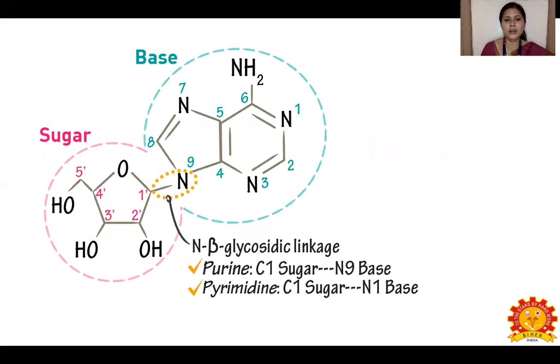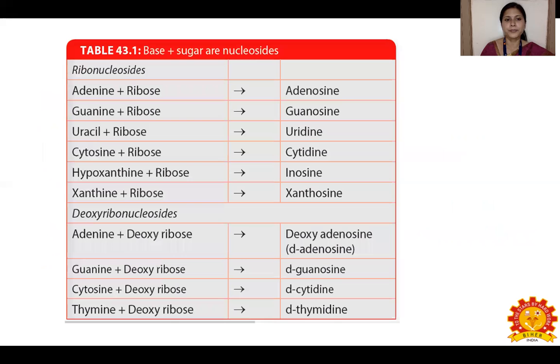So this is the structure of the nucleoside with the sugar and base. We can see that the C1 prime and the nitrogen N9 make the bond with the base. That is for purines, and in the case of pyrimidines it will be N1. So what is the naming protocol?